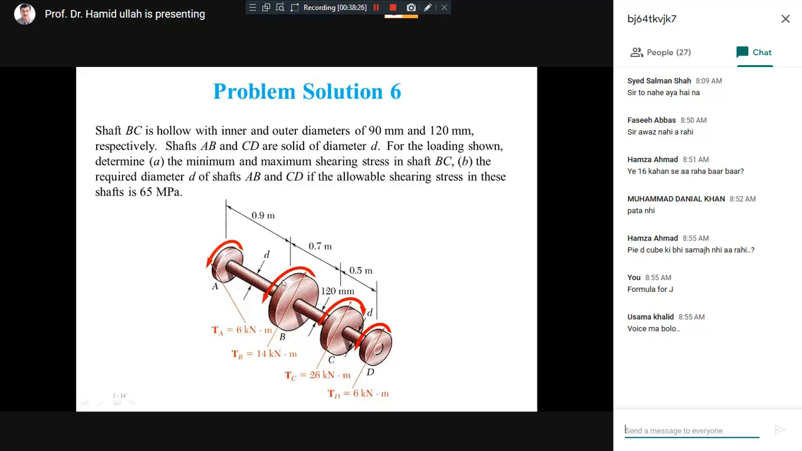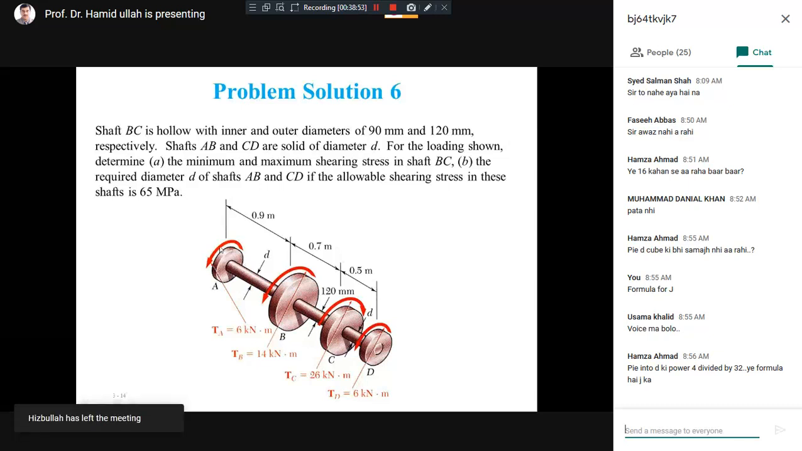Here you can see basically this is a shaft, a circular shaft, which has mounting elements like circular discs. This may be a gear, this may be a flywheel. You can see a circular disc at point A, at point C, at point D. At each point, whether it is point A, B, C or D, there is a load applied, because you can see this red arrow. It shows torque.